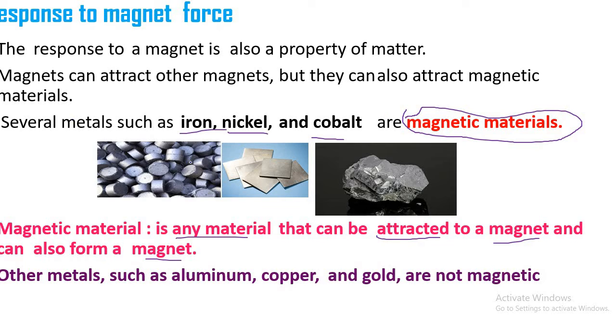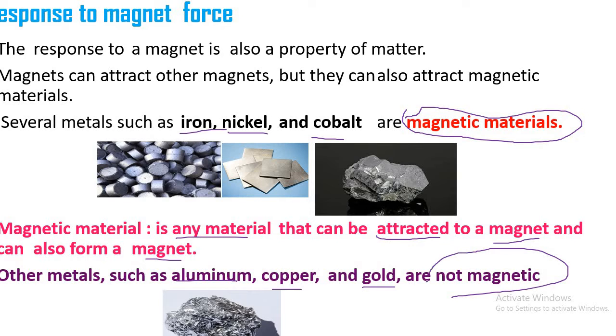For example, with iron, I can observe that it is attracted by a magnet. Do I change the kind of matter itself? No. So it's called a physical property. Other metals such as aluminium, copper, and gold are not magnetic materials because they are not attracted to a magnet, like aluminium or aluminium foil, or copper or gold.